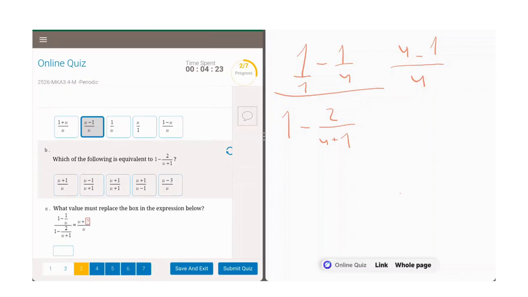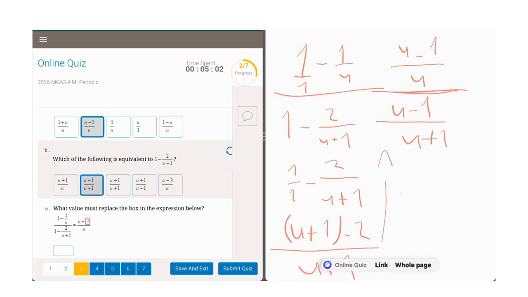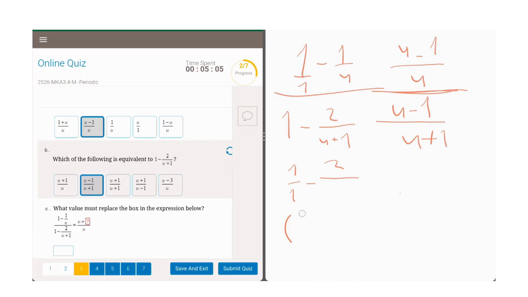Next, we have to find what's equivalent to the denominator. Here we have 1 over 1 minus 2 over u plus 1. So to make 1 over 1 have the same denominator as 2 over u plus 1, we multiply both sides by u plus 1. So this will become u plus 1 minus 2 all over u plus 1. So you can write this as u minus 1 over u plus 1, sorry. So this. Now I can erase all of this.